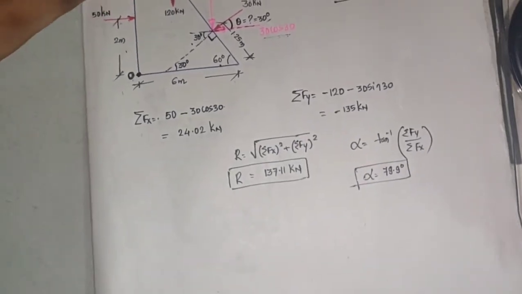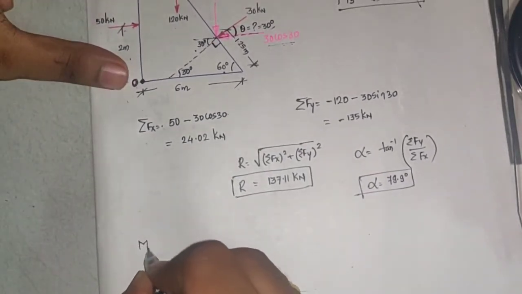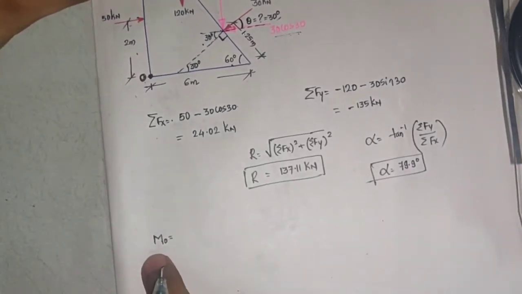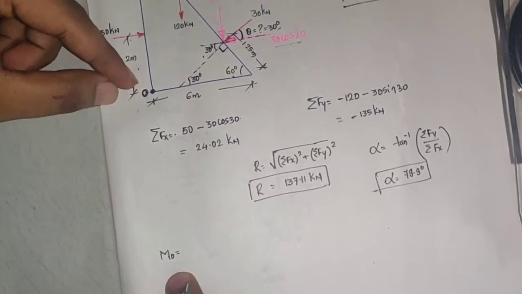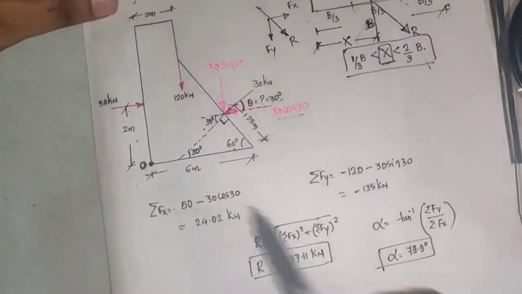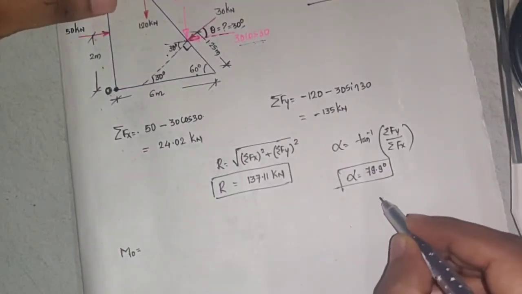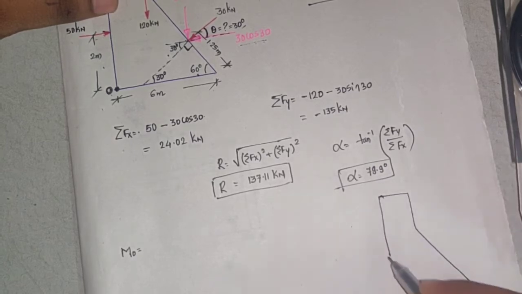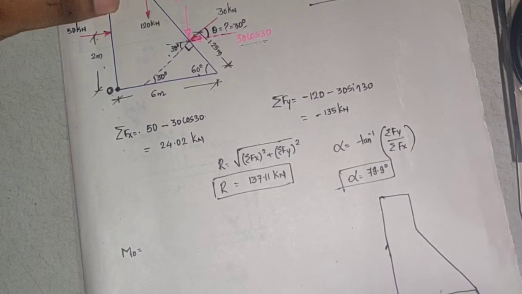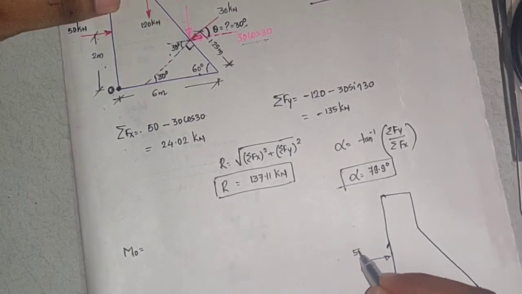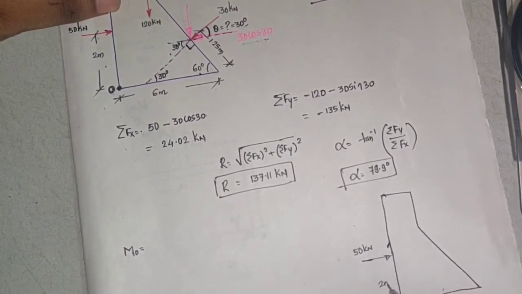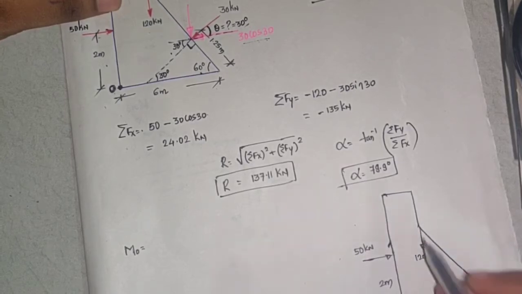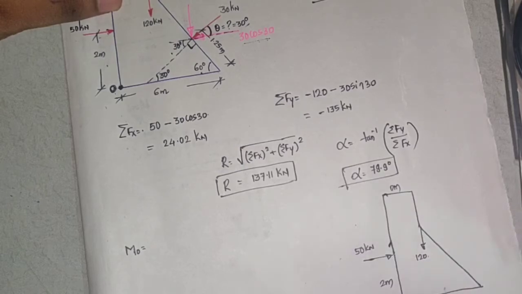Next, taking moment about point O. To determine the position of the resultant, we require the moment about point O, so I'll call that MO. I'll draw this diagram once again here. This 50 kilonewton is acting here, and the distance is 2 meters. 120 is acting here. The distance is 2 meters, about point O.